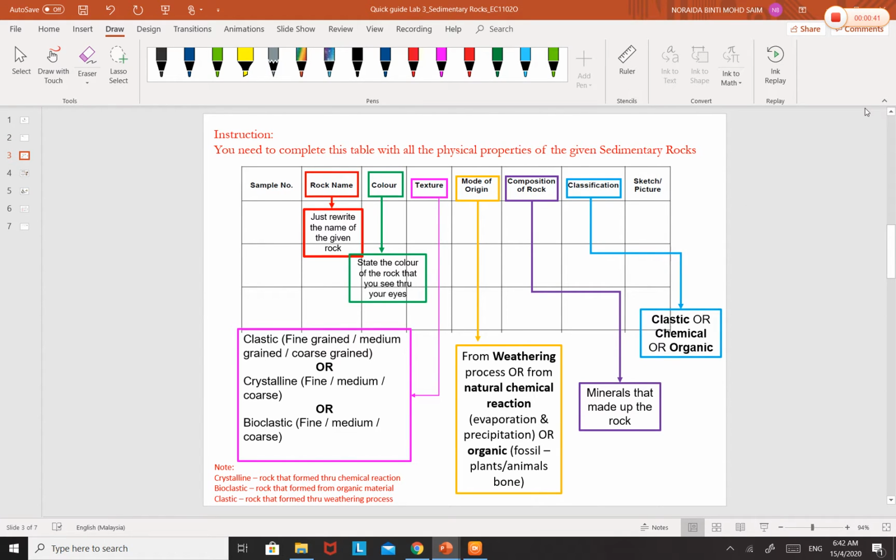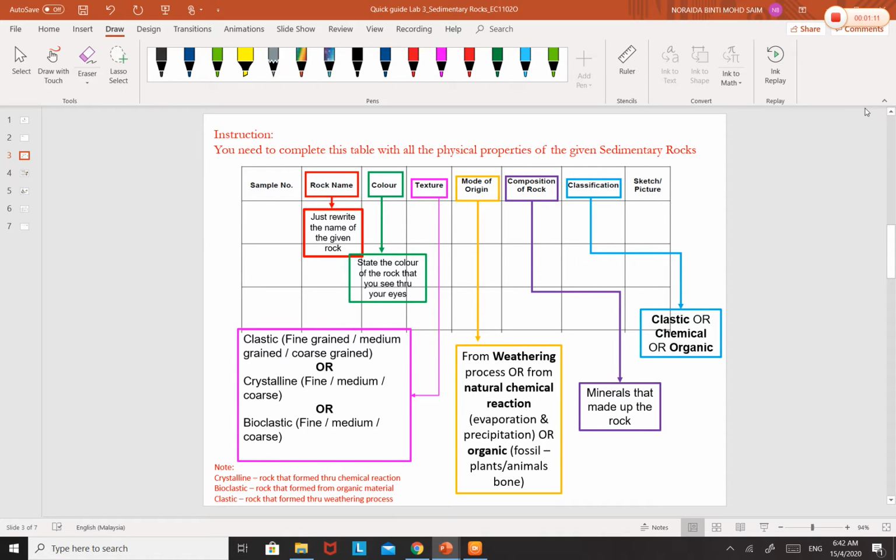Right, okay, so there is a form. If you refer to the manual, there is a form that you need to complete. There is a table that you need to complete with all the physical properties of the given sedimentary rock. Later, I will share with you the pictures of the sedimentary rock that you need to observe. What you need to do to fill up the table is the sample number. Simply just write the number lah, sample 1, 2, 3 and 4.